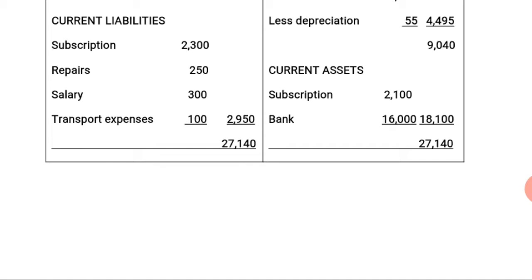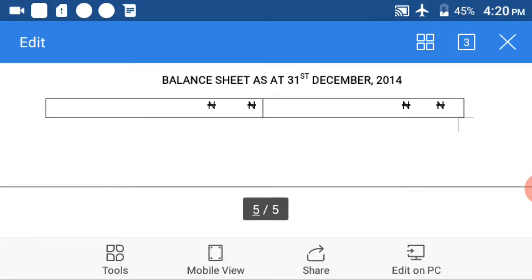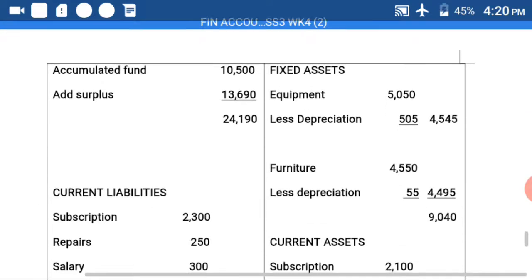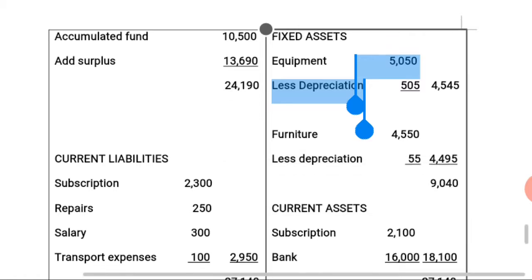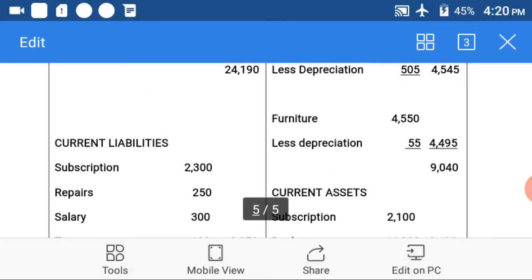So adding that figure of current assets of 18,100 to the value of our fixed assets of 9,040 naira, we have the total asset value of 27,140 naira. So from the asset side, let's now analyze the liability side, or what we can call the capital side, the left hand side of our balance sheet.